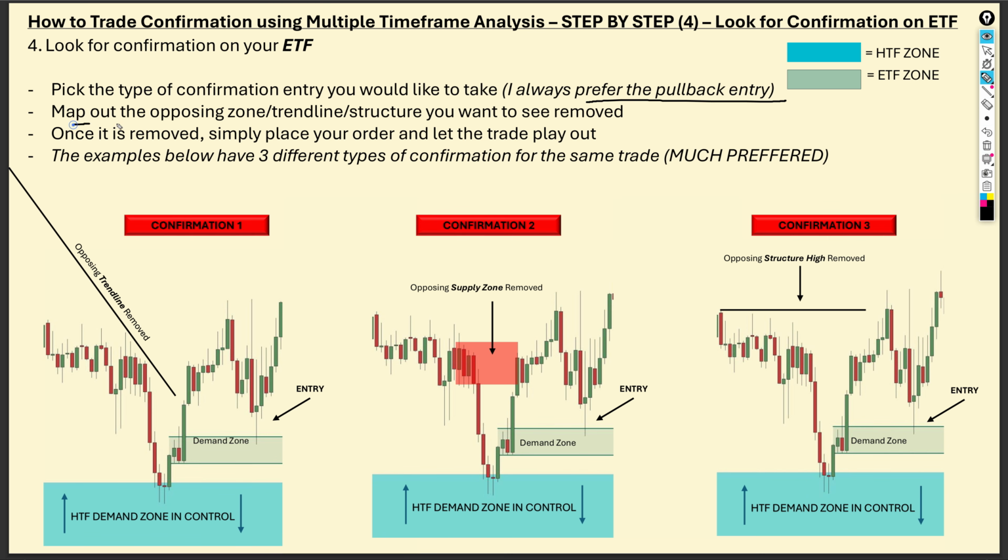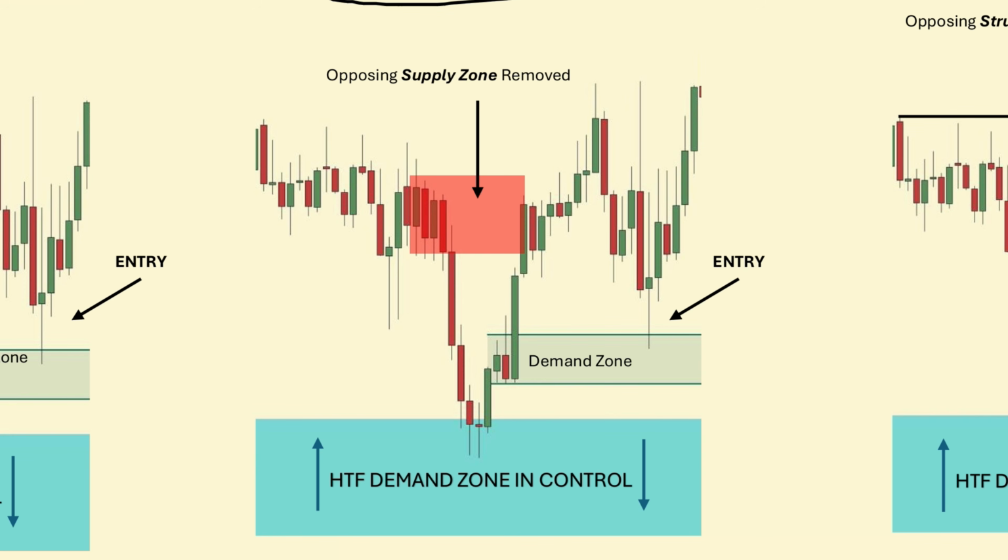So we need to map out the opposing zone, trend line, or the structure you want to see removed. Again, going back to the 3 types of confirmation, we have a zone removal. So down here in confirmation 2, you can see supply zone removed.